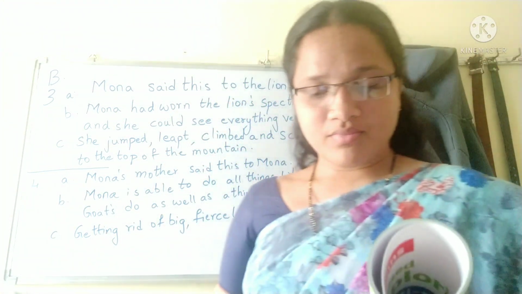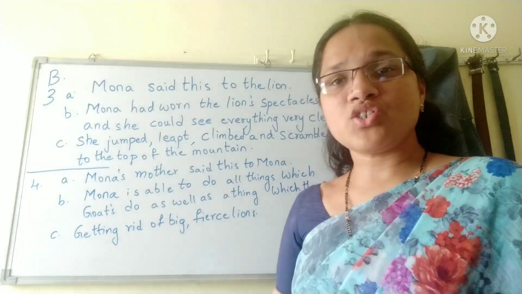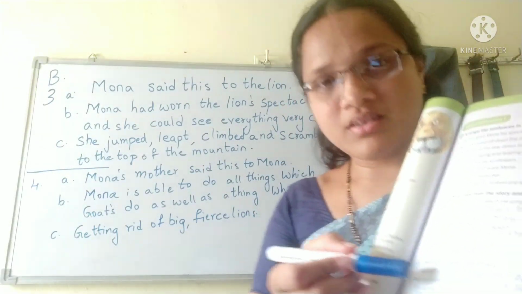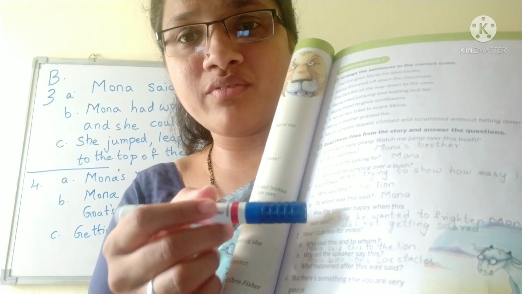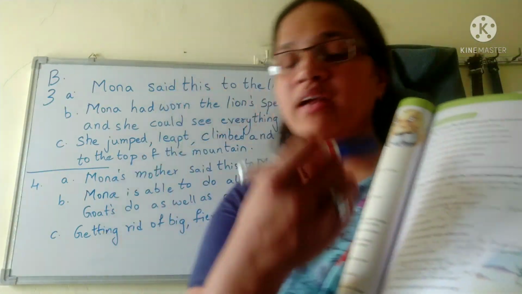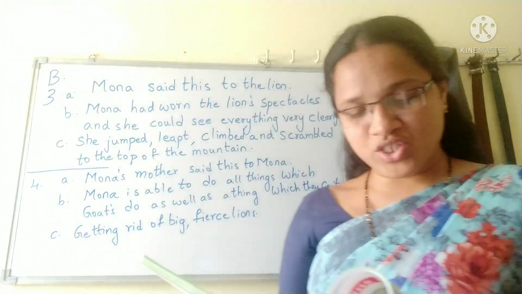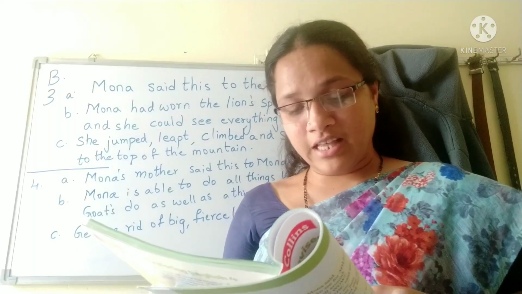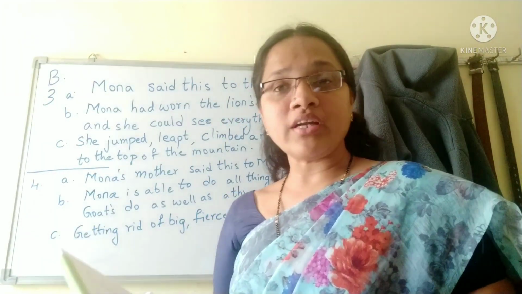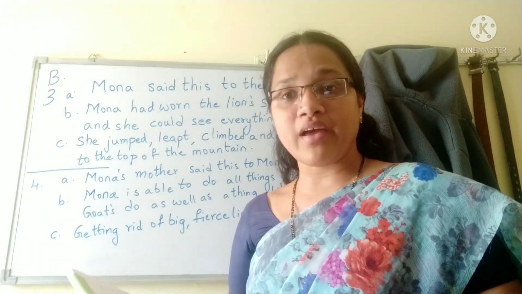Okay. If there are sentences here, children, I request you, please write the sentences below the question. So you have a space between the two questions, no? In that gap, you write the answer. Okay. Yes. Coming to the second question. Why did the speaker say this? Why did Mona say that she can see for miles? Because she wore the spectacles of the lion, isn't it?